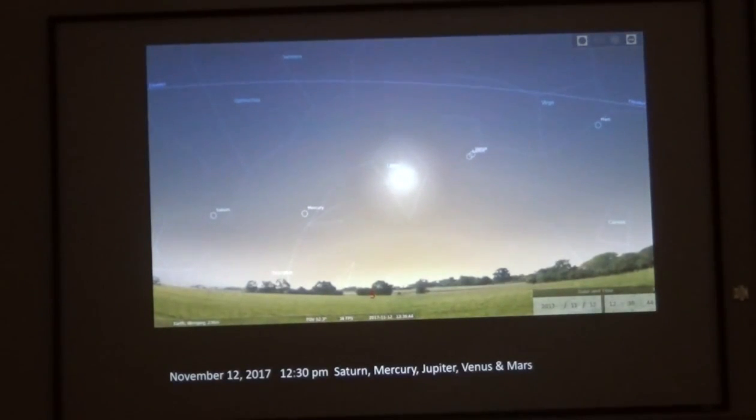So if you want to come out with me, I'll send an email out. Please do join me. I'll be heading out closer to 2 o'clock in the afternoon, and Saturn will be pretty high in the sky at roughly about 3 o'clock. So I'm looking forward to that.